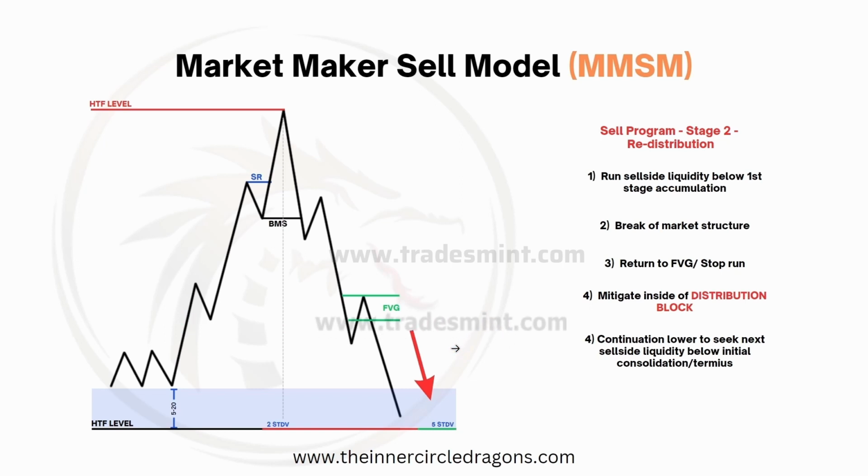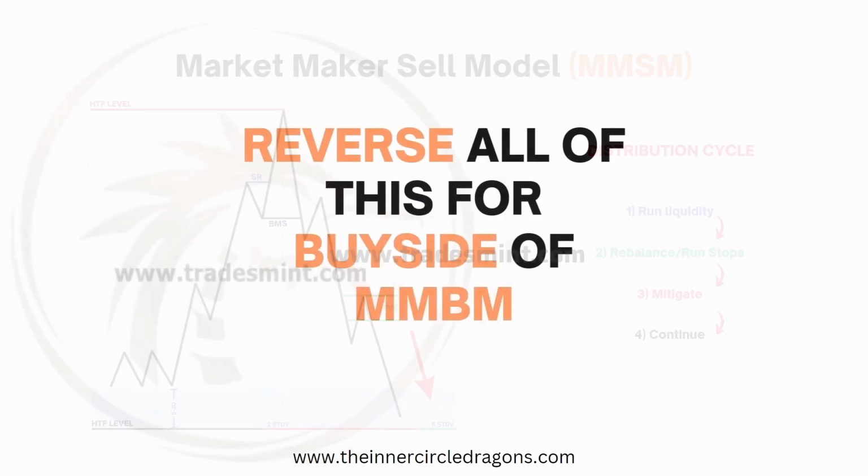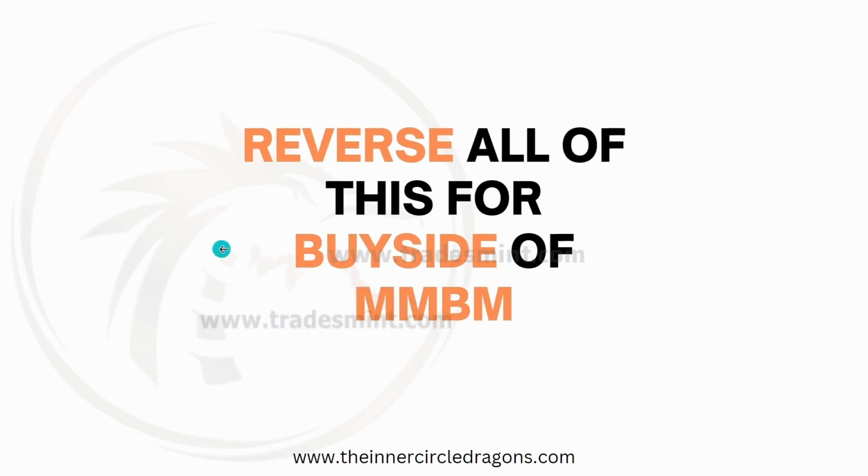The distribution cycle essentially consists of these four things. We run liquidity, we rebalance or we run stops, we mitigate within an area on the left side of the curve, and then we continue lower to seek liquidity. Knowing just this alone will serve you very well going forward. Essentially, this is the mechanics of how the distribution cycles work. Like always, reverse this for the buy side of the market maker buy model.